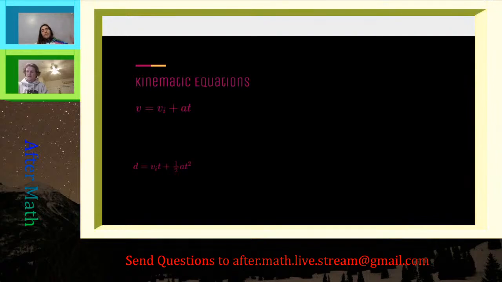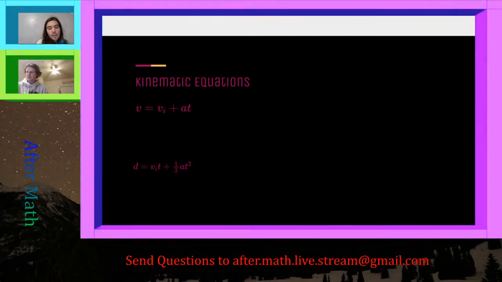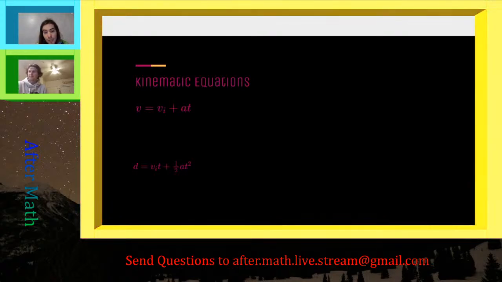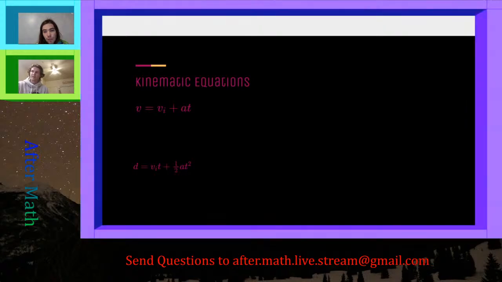So this first equation that we've got in front of us says V equals VI plus AT. Well, what on earth does that actually mean? What that means is that we're going to take a velocity at a given point, and we're going to say that is equal to the initial velocity plus the acceleration times time.